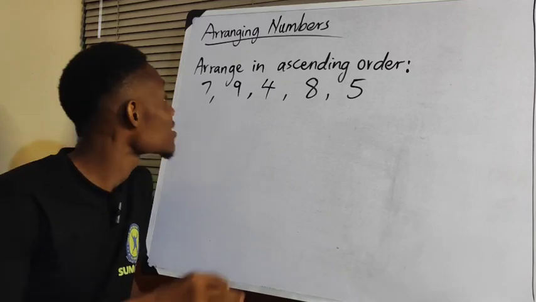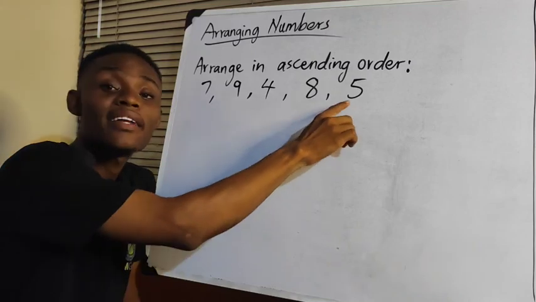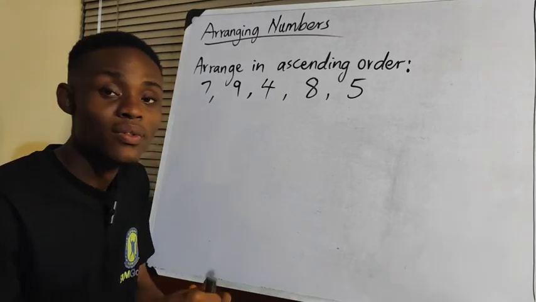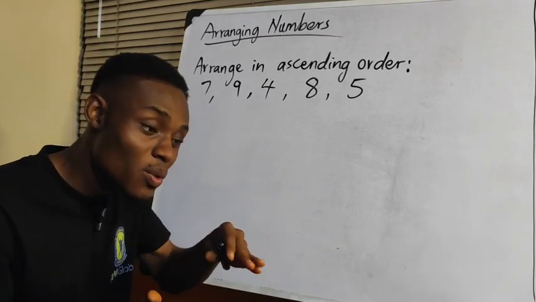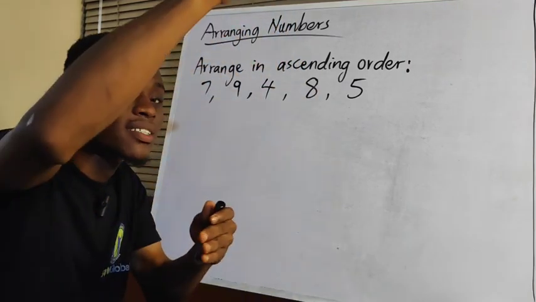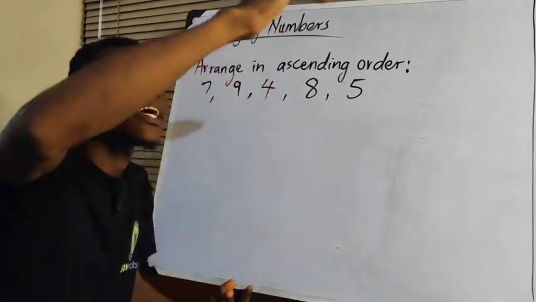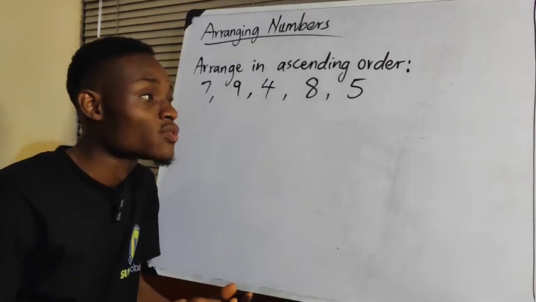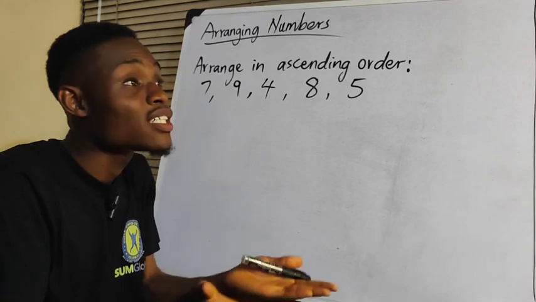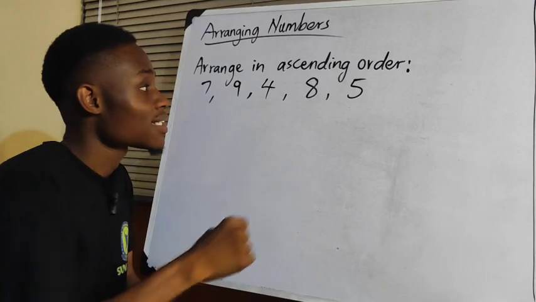Now, this example says, arrange in ascending order: 7, 9, 4, 8, and 5. Now, we are asked to arrange in ascending order. Let me remind you what I said before. Ascending means we are going up. So you are going up from the smallest one up to the biggest one. So imagine climbing up a stair, right? When you are climbing up a stair, you are ascending. Okay? When you are growing up, you are ascending in your age. You are going from a smaller age to a bigger age, right? Good. Now, you have to arrange in ascending order.